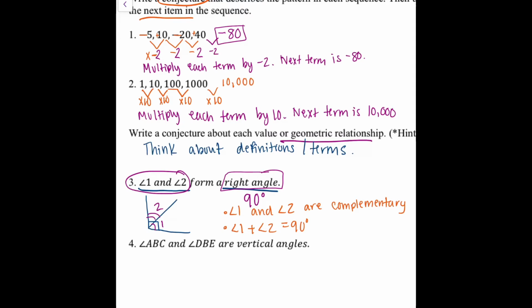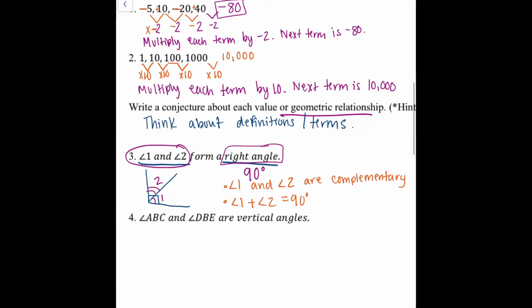You're given two angles and you are told that they form a right angle. So use the knowledge from what we've done so far in Unit 1. Right angle means 90 degrees. 90 degrees means complementary. Put all that together and that's going to be your conjecture.